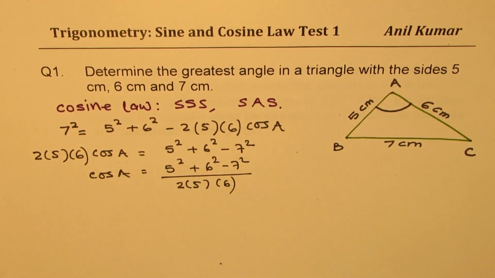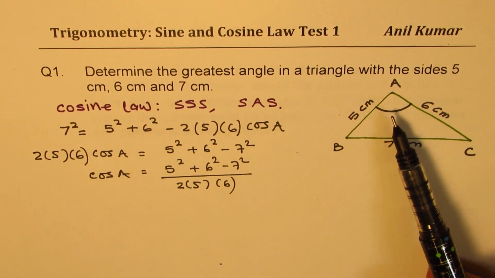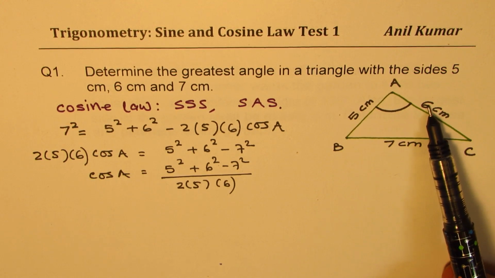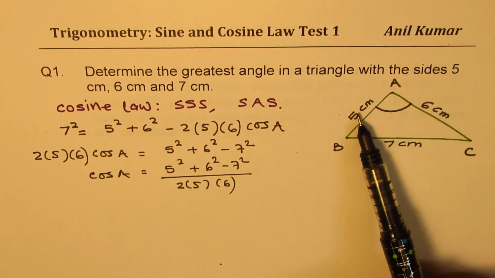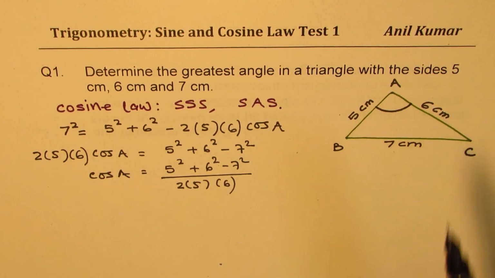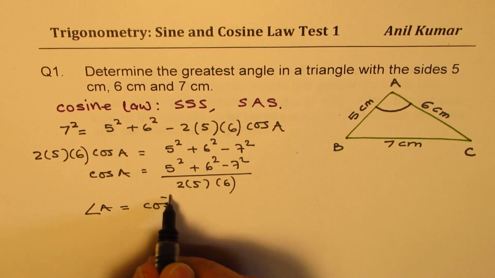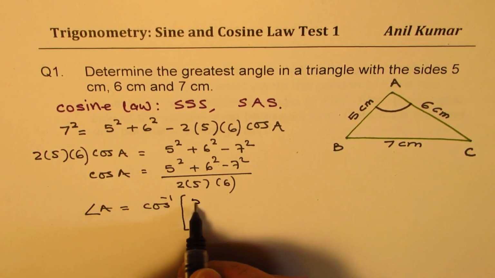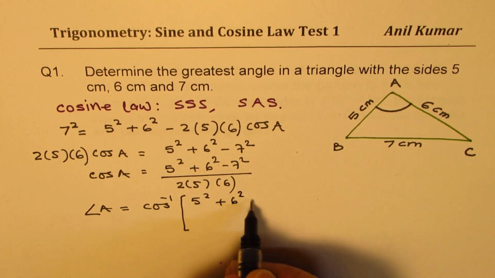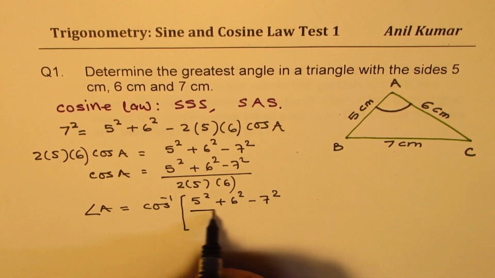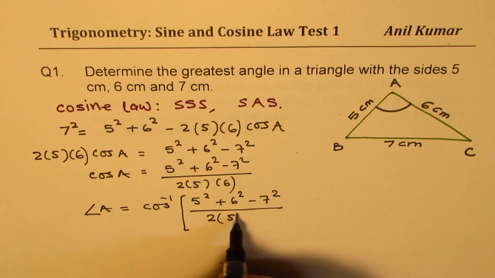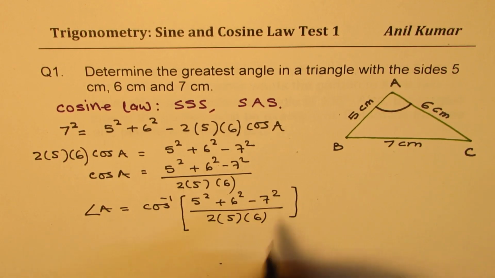I am purposely not multiplying them. So you can see cosine of this angle is 5 square plus 6 square minus 7 square divided by 2 times product of these two. Easy way to remember, right? So angle A is equal to cos inverse of all this, which is 5 square plus 6 square minus 7 square over 2 times 5 times 6. So that is how you calculate the angle.